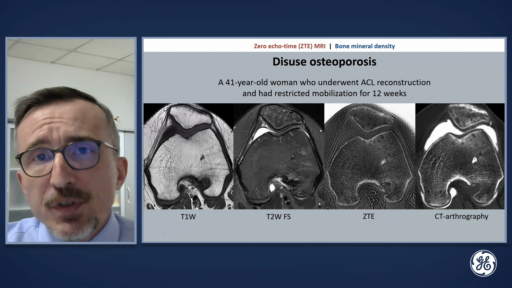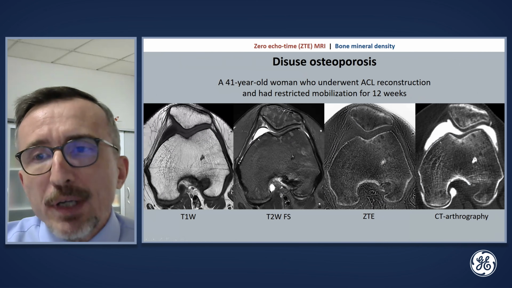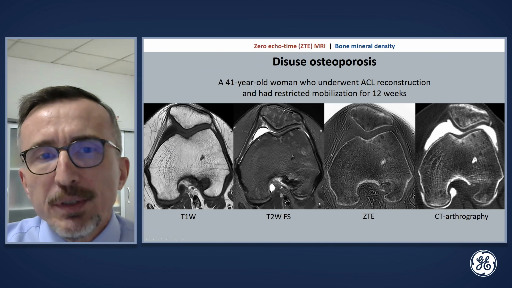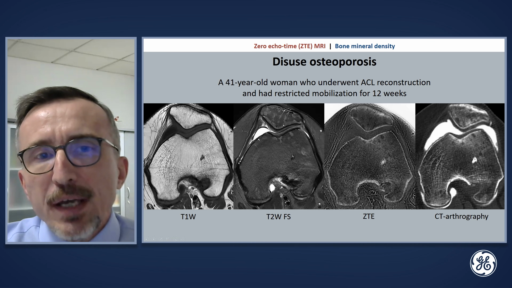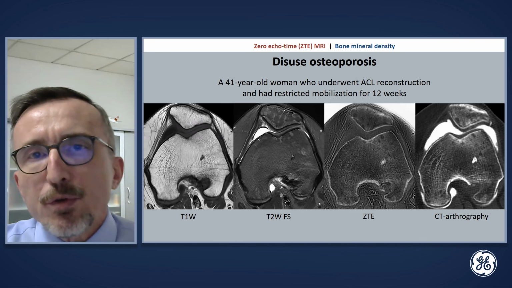Here in this patient with diffuse osteoporosis, you are seeing that the ZTE is quite comparable to the CT image right here. This is something that we have done for the ACL reconstruction, the CT arthrogram here. And you're seeing that there are these areas in the bone which are not so conspicuous on the T1 weighted image, but then they appear on this T2 fat suppressed image. And then you are seeing that the images here of the ZTE and CT are quite comparable in this regard, in showing the diffuse osteoporosis and different manifestations of diffuse osteoporosis.